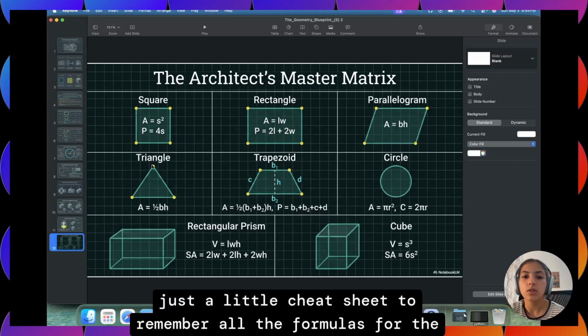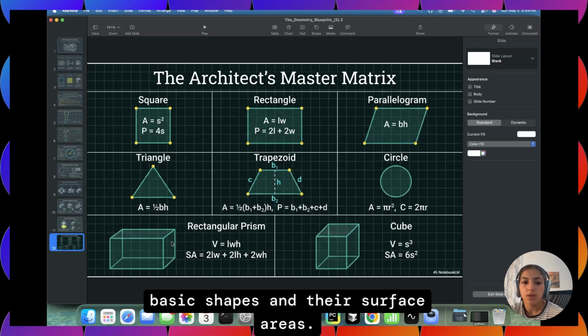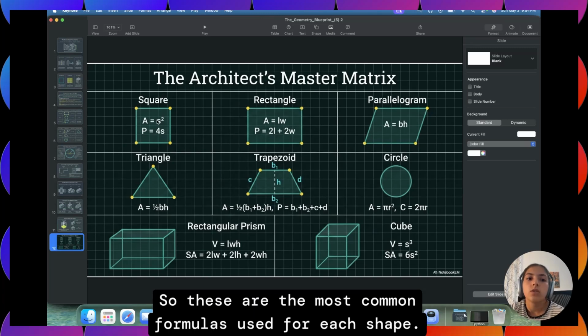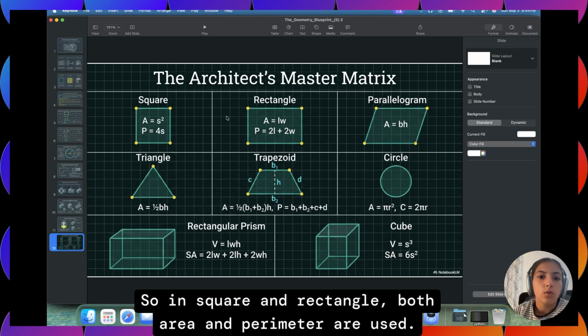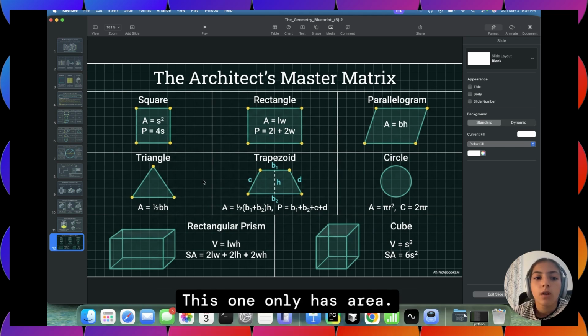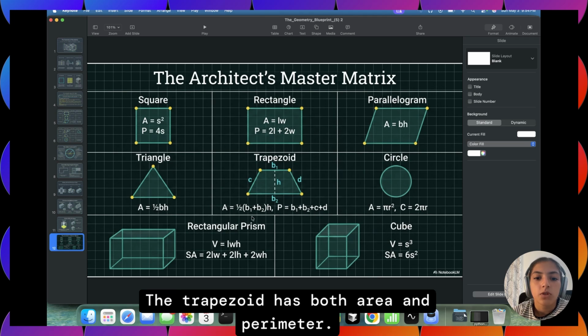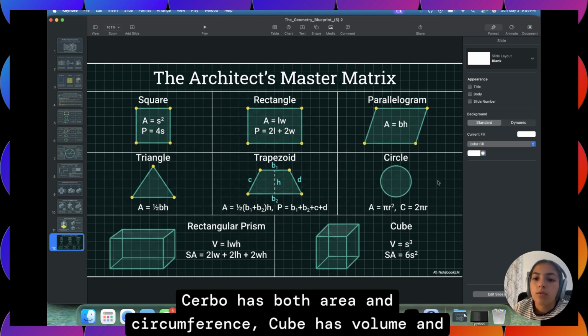Now this is just a little cheat sheet to remember all the formulas for the basic shapes. Here we see the most common formulas used for each shape. For square and rectangle, area and perimeter are used. This one only has area. This one also has area. The trapezoid has both area and perimeter. Circle has both area and circumference.